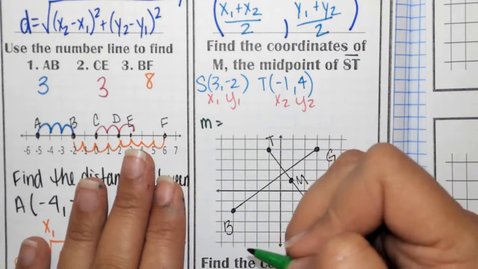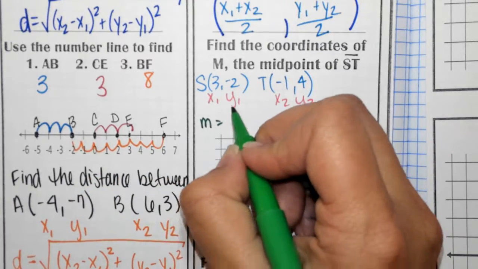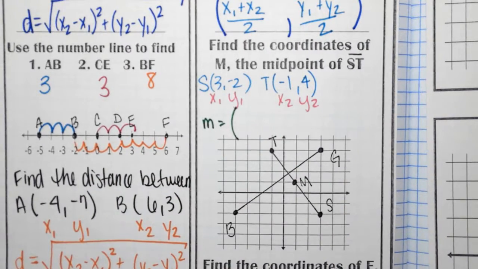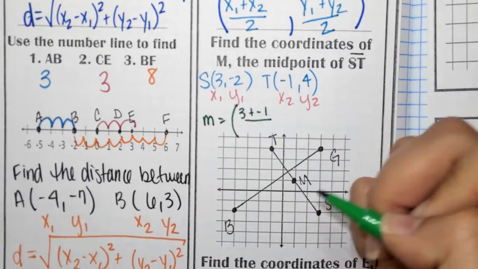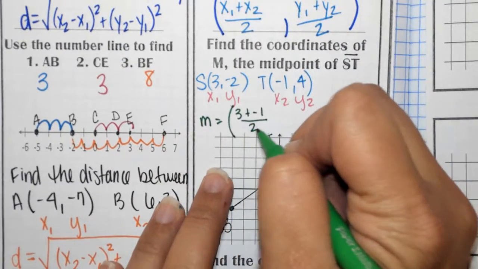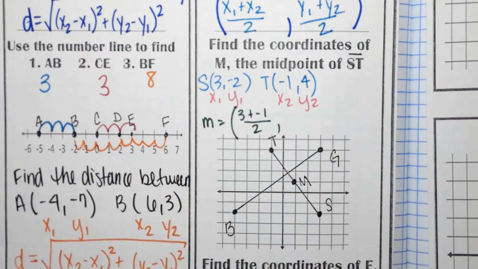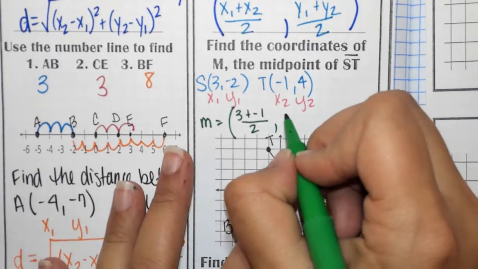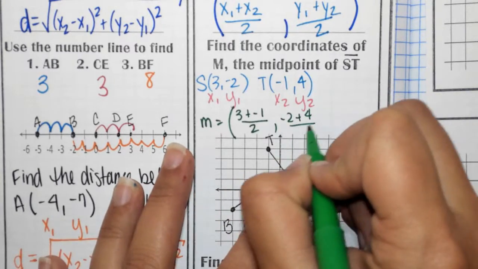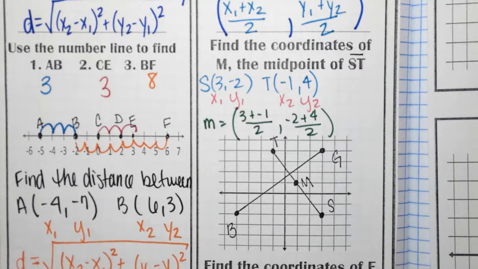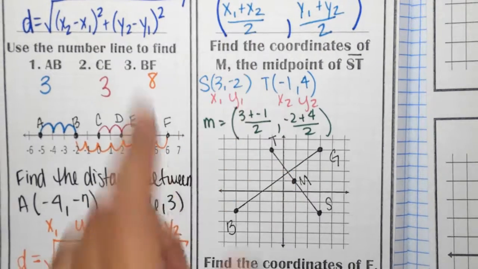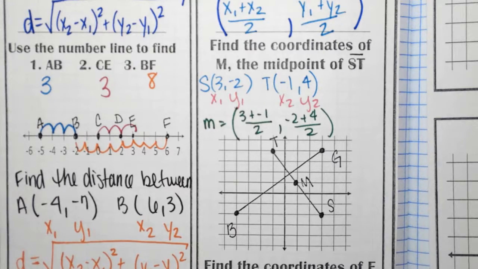All right, so midpoint. We add our x's together. So we do 3 plus -1, and then what do we do with them? Divide by 2. What do we do with our y's? Doesn't matter which order we put in. No. But it says x1, x2, so I would just use the formula every time.